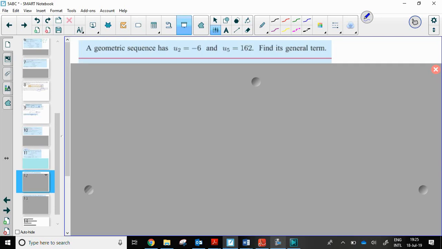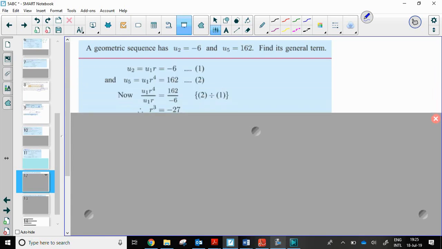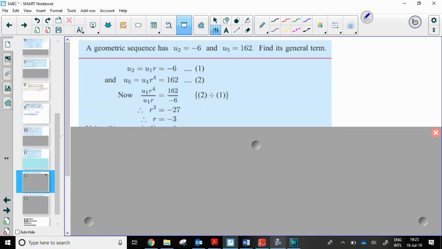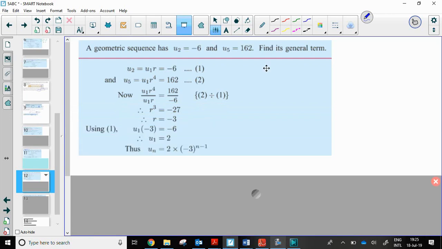This problem again, right? We got two terms, so we need to do all the work to figure stuff out. Okay, again, the book is going to use a system of equations and then use that to solve for the r and u sub 1.